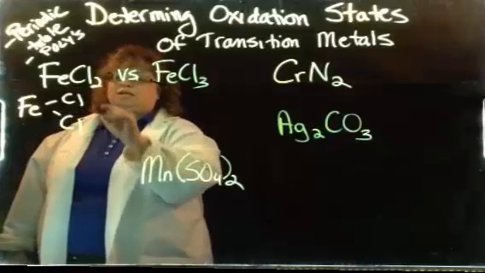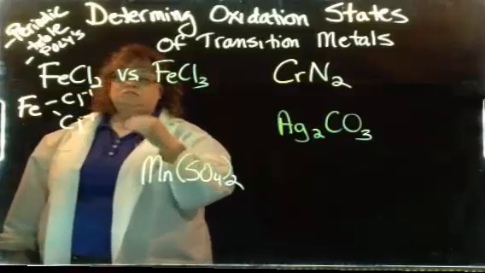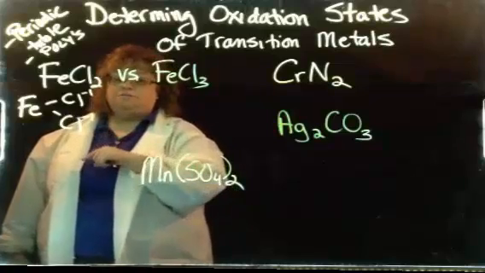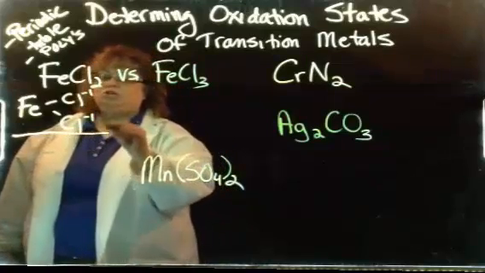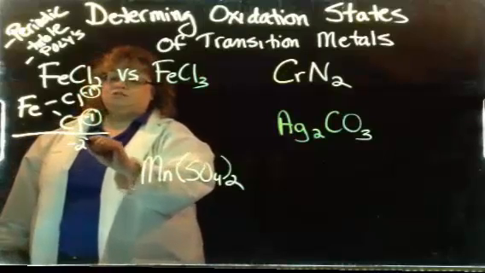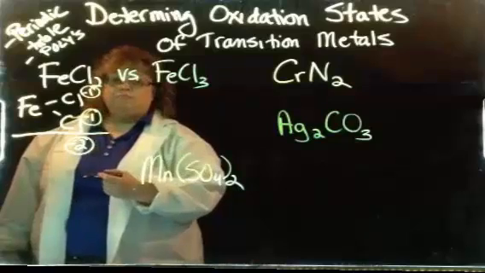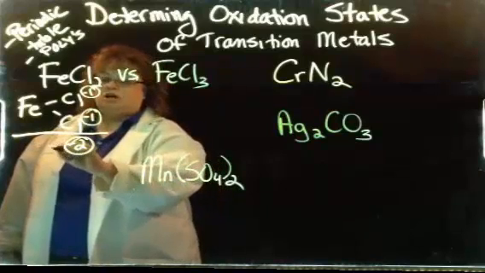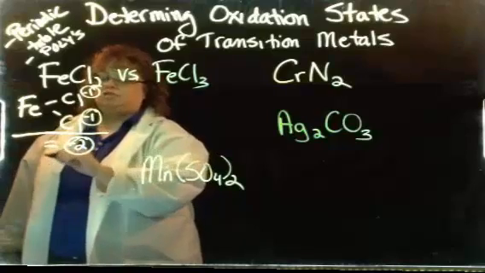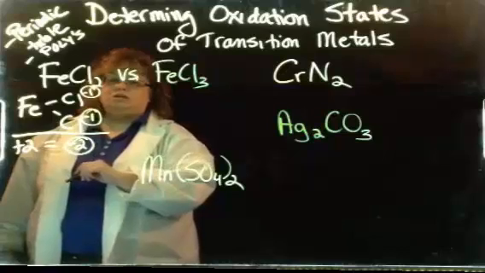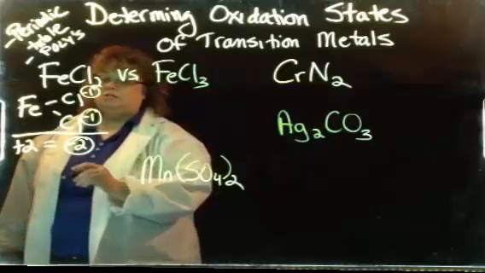Each chlorine has a -1 charge because I'm using my periodic table to read that column. When I add up the total charge in this negative part of the compound, it's a -2 charge. Now all compounds that we're writing are neutral. So iron had to have a charge to counterbalance that negative charge, so it had to have a +2 charge. Its oxidation state then is a +2.